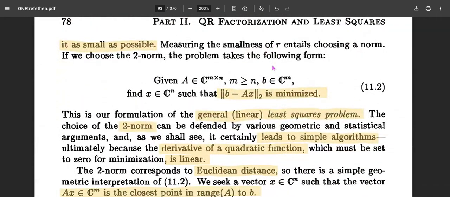We can take any norm, but normally the two norm is preferred because many of the optimization problems are quadratic problems, where we have to take a derivative, and it ends up with a matrix equation Ax equal to b.